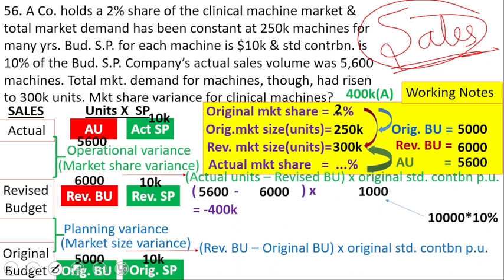Only then you will get the negative and positive figure correctly for adverse and favorable variances. Moving to the next question.